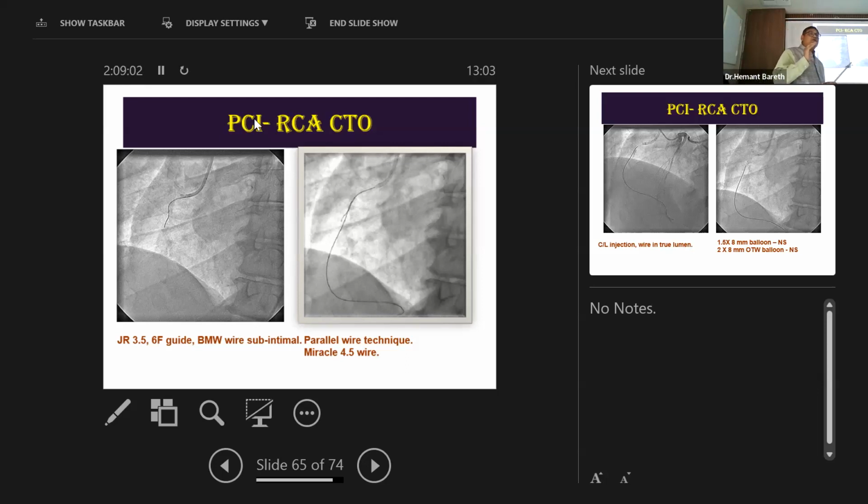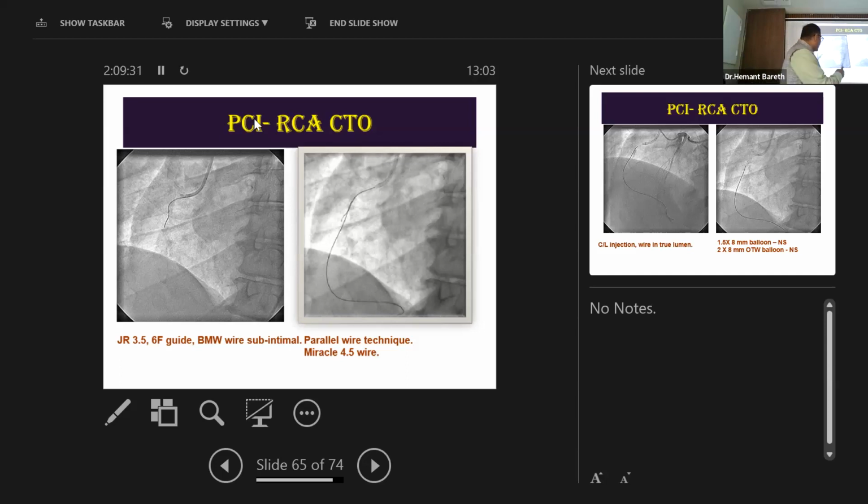There is another wire called Conquest Pro or Conquest wire, which is like Miracle wire. It has got a tapering tip. The tip of Conquest tapers to 0.010. But then again, same sizes 3, 4.5, 6, 9, and 12. But the 12 tip tapers to 0.009. So Conquest Pro tip goes to 0.009.